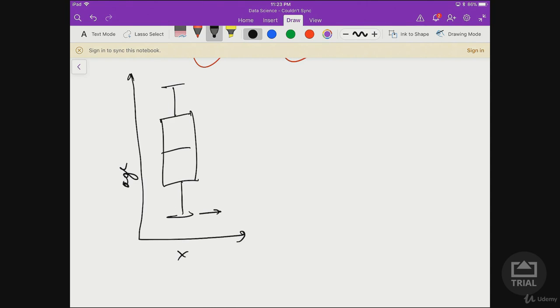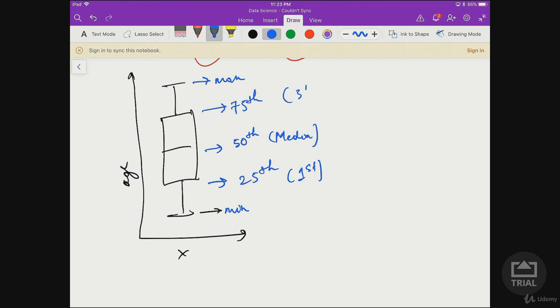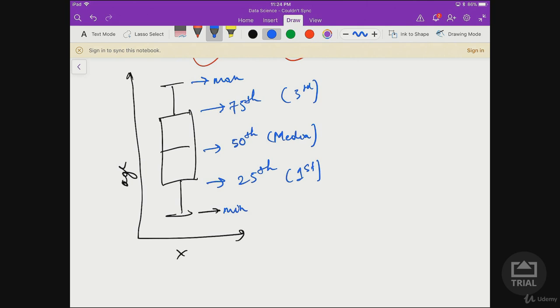So this would correspond to the minimum value. This would correspond to the maximum value. This would be the 50th percentile or the median. This would be the 75th percentile or the third quartile, and this would be the 25th percentile or the first quartile. So first quartile, third quartile, median, minimum, and maximum.